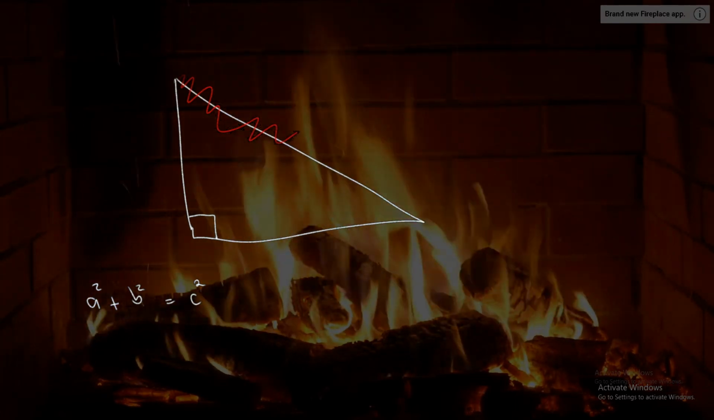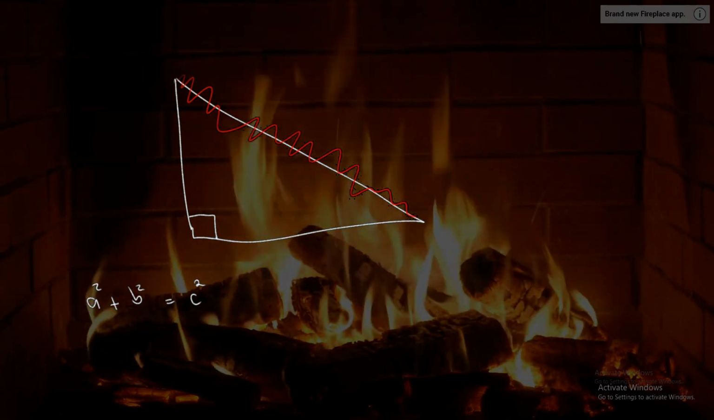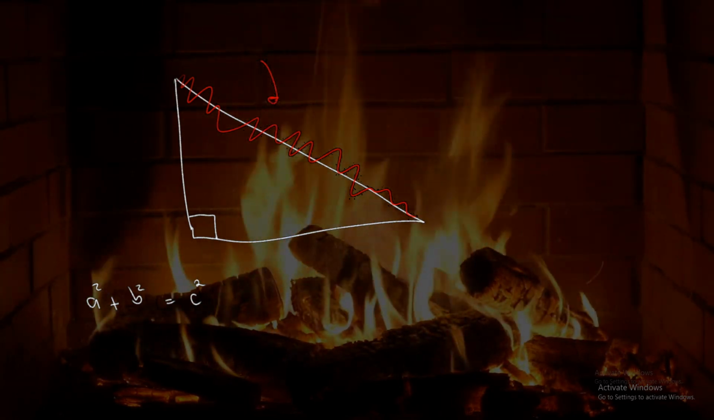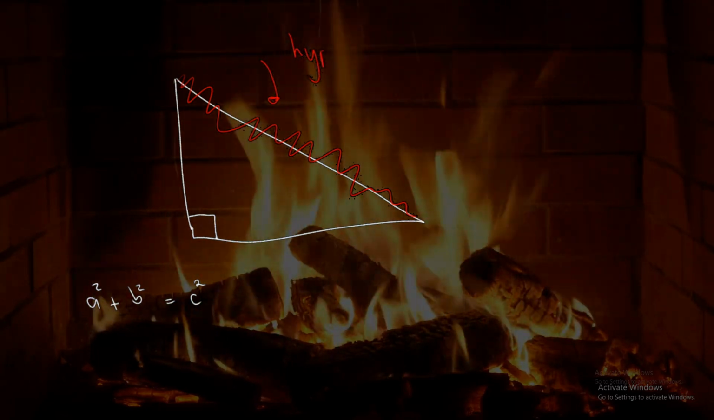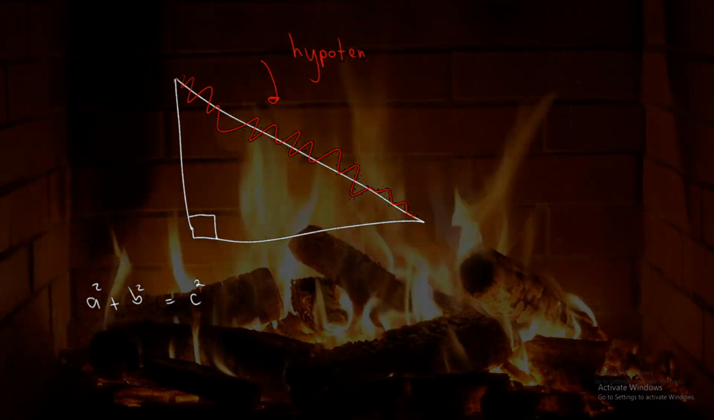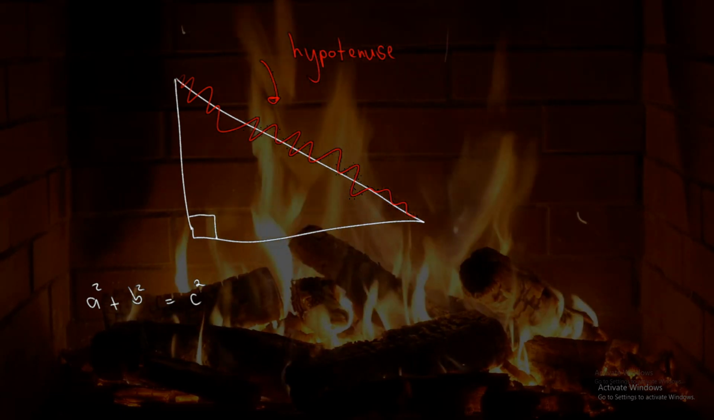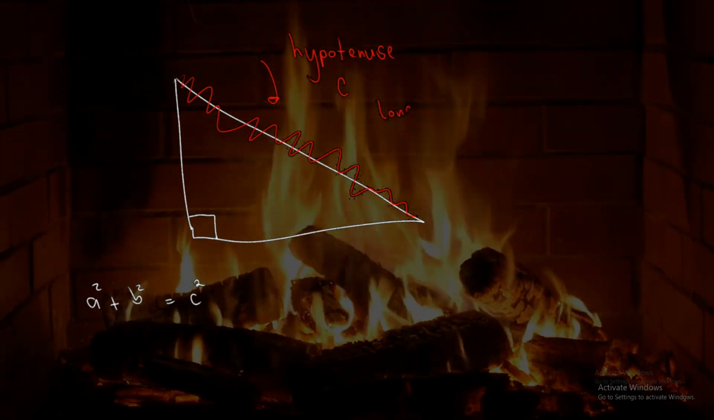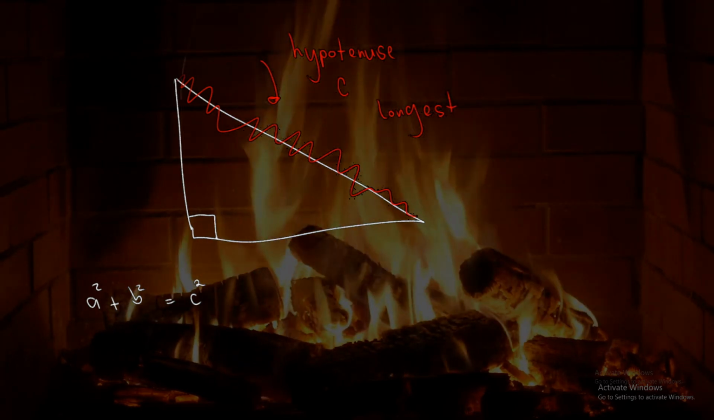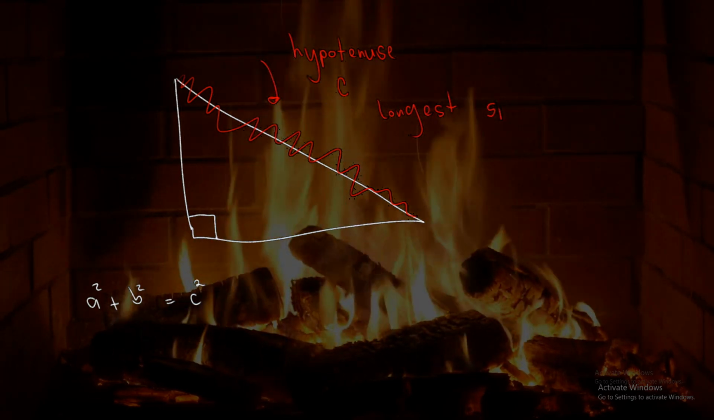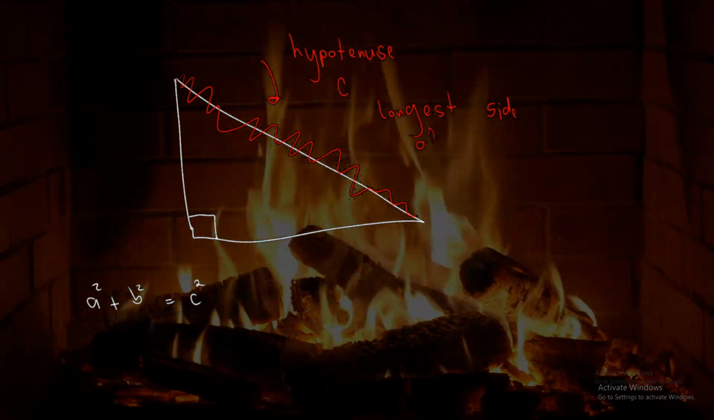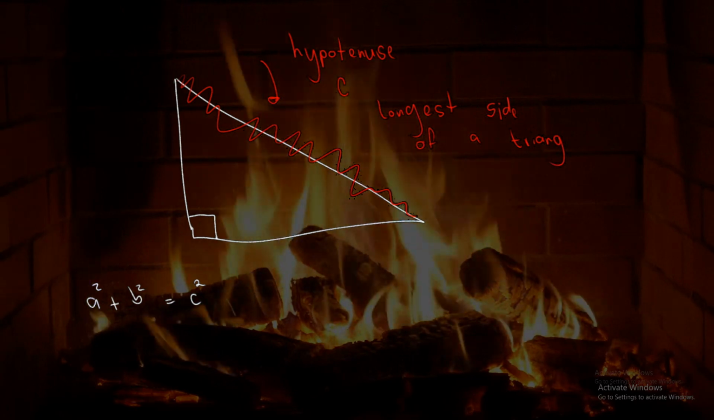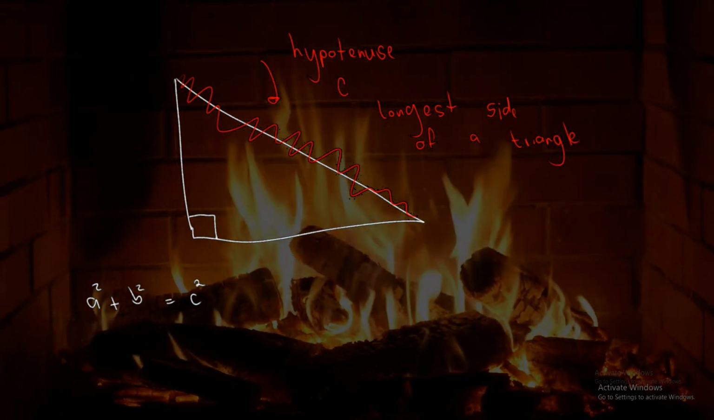The main thing you have to know is that this thing has a lot of names. It's called the hypotenuse. It's referred to as c. It's referred to as the longest side of a triangle.